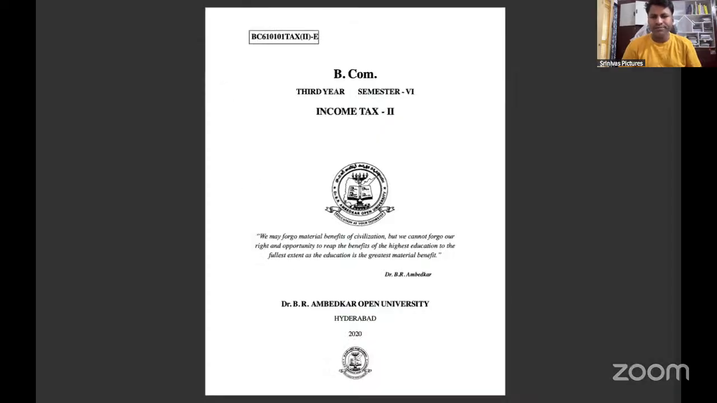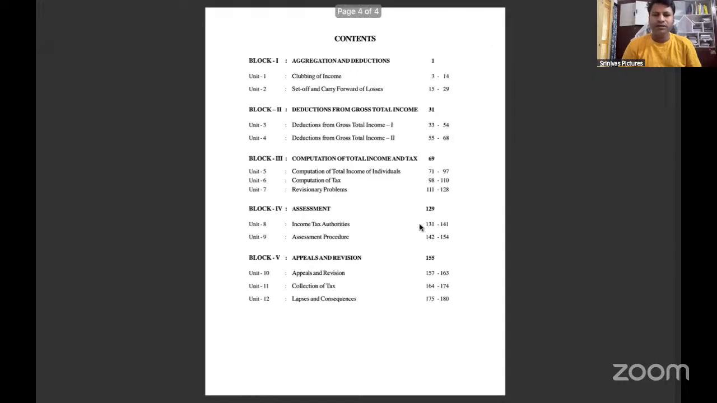See this. This is our syllabus for our subject. The first block talks about the aggregation of deductions. Actually, this block we classified into 2 units.